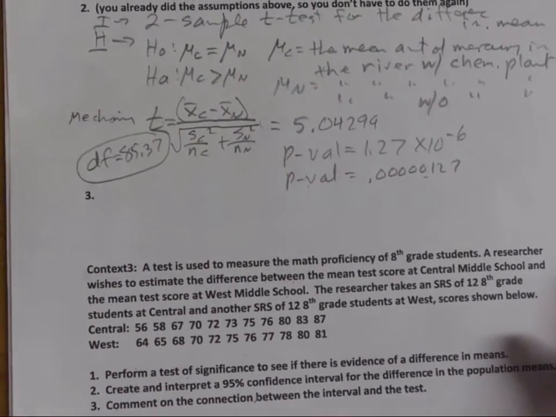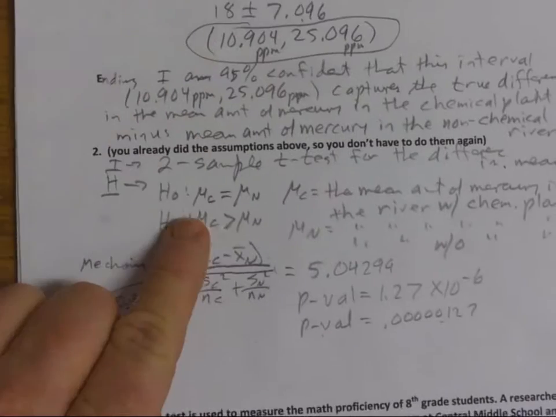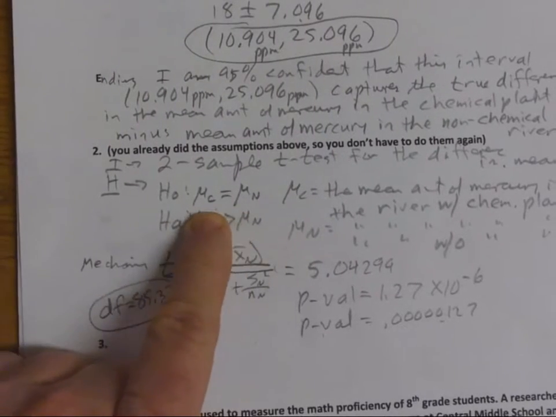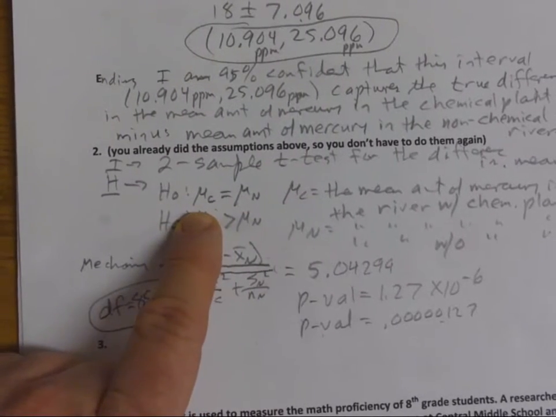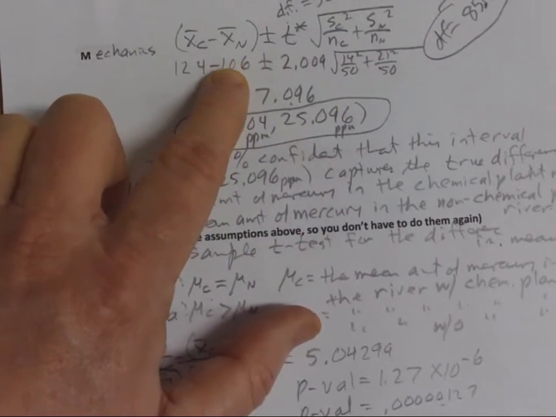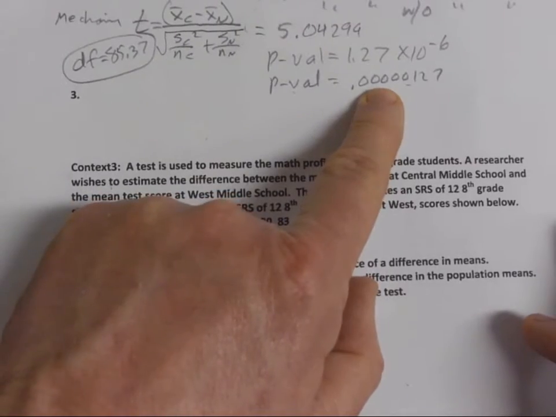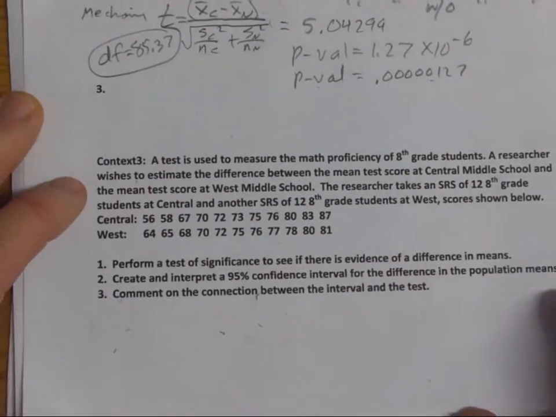And so if you were to ask to interpret this p-value, you would say, well, if the null is true, if there is no difference in these means, the probability we would get means as different as 124 and 106, a difference of 18, is way less than 1%. So that would give us reason to reject the null. So that's what we would do.